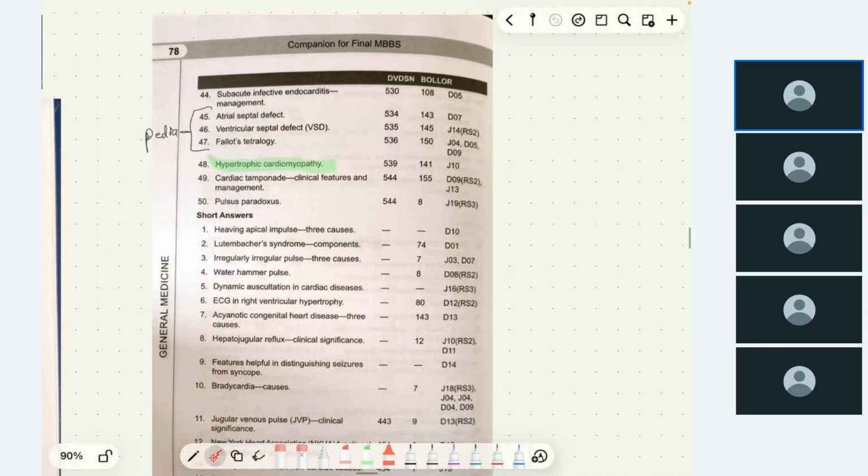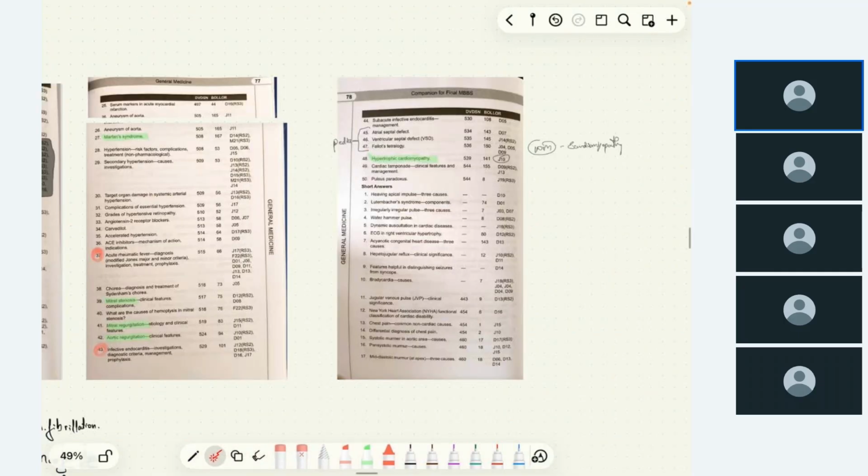Atrial septal defect, ventricular septal defect, tetralogy of Fallot. It is a pediatric question. We'll discuss when we discuss pediatric cardiology. Hypertrophic cardiomyopathy, we'll see once. Cardiomyopathy has been asked only twice. Once hypertrophic cardiomyopathy has been asked. Once as a 10 marker question, cardiomyopathy has been asked. So we'll see if we have time after this session, we can do cardiomyopathy and valvular heart disease afterwards.